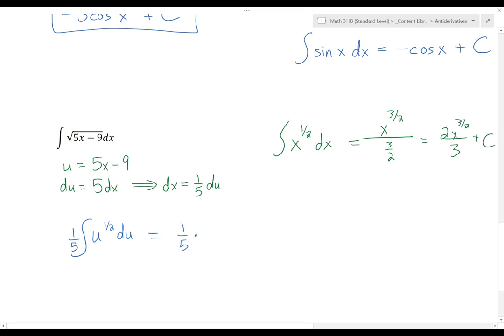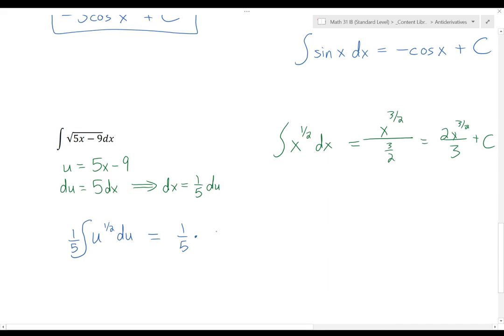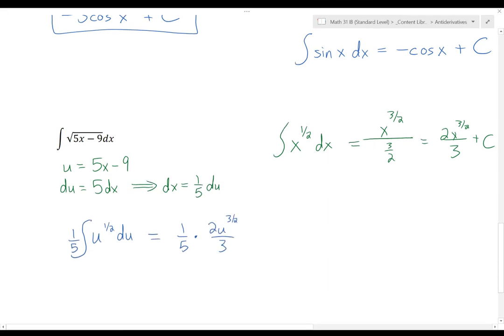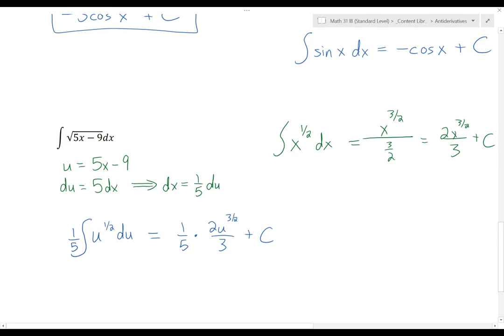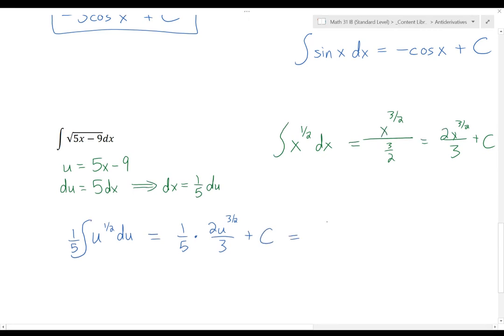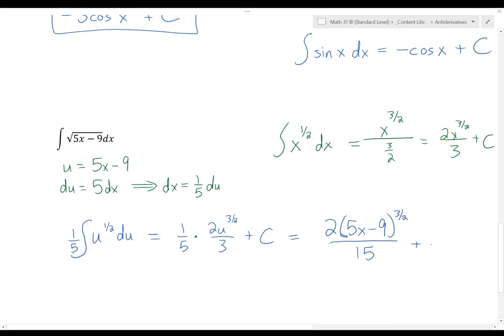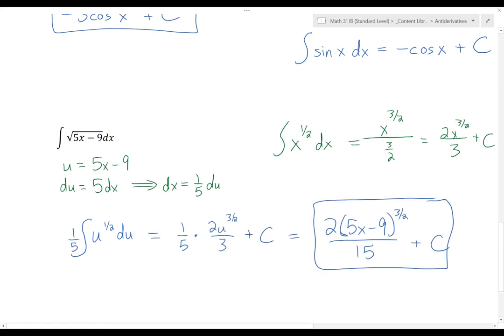du, which is 1/5 times, we've just decided that the antiderivative of u to the power of 1/2 is going to be 2u to the power of 3 over 2 over 3, and then plus a constant. Now remember, u isn't actually u, it's 5x minus 9 to the power of 3 over 2 all over 15 plus some constant. So there is my antiderivative.